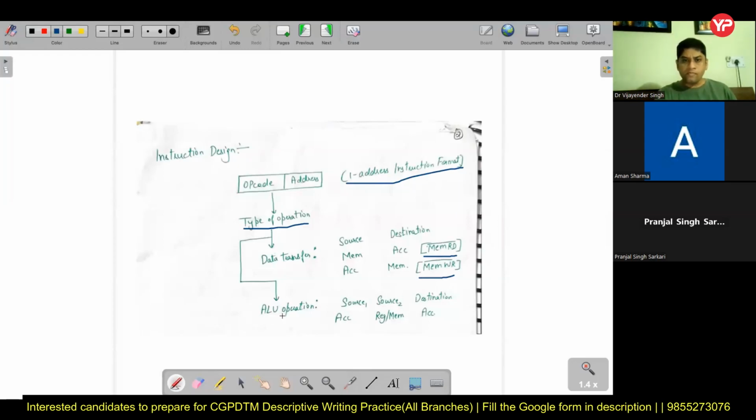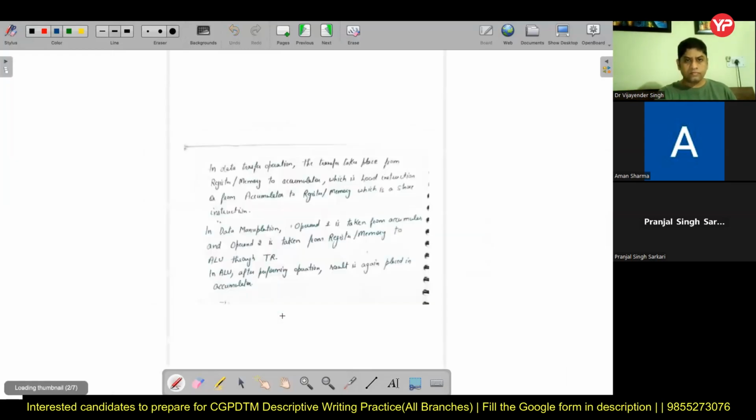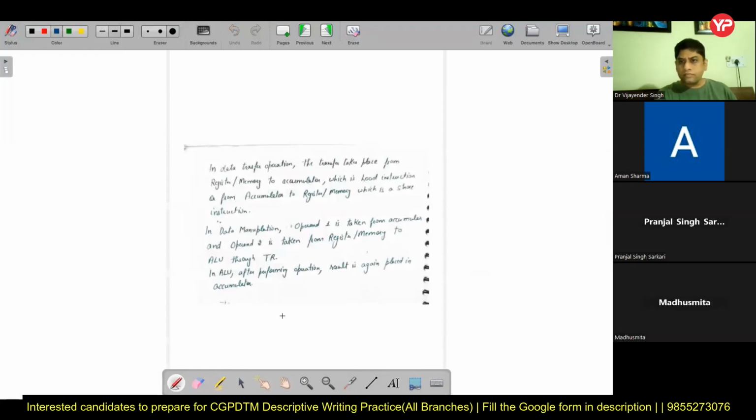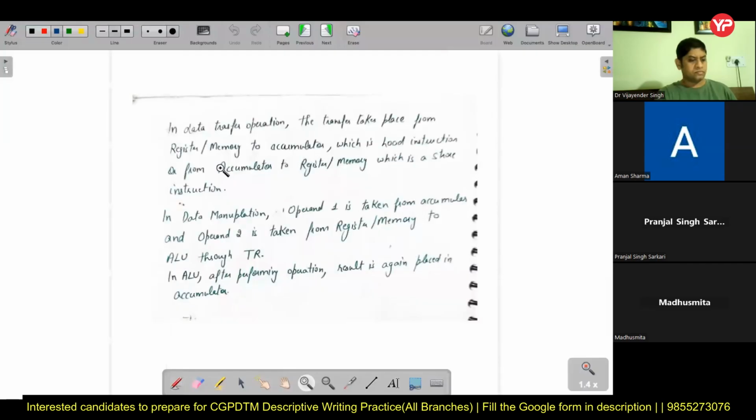Now you cannot leave it there only. You have to explain what is the data transfer and what is the data manipulation operation. Like in the data transfer, transfer takes place from register memory to accumulator or accumulator to register memory. And data manipulation is what? Operand 1 is taken from accumulator and operand 2 is taken from the register memory through TR.